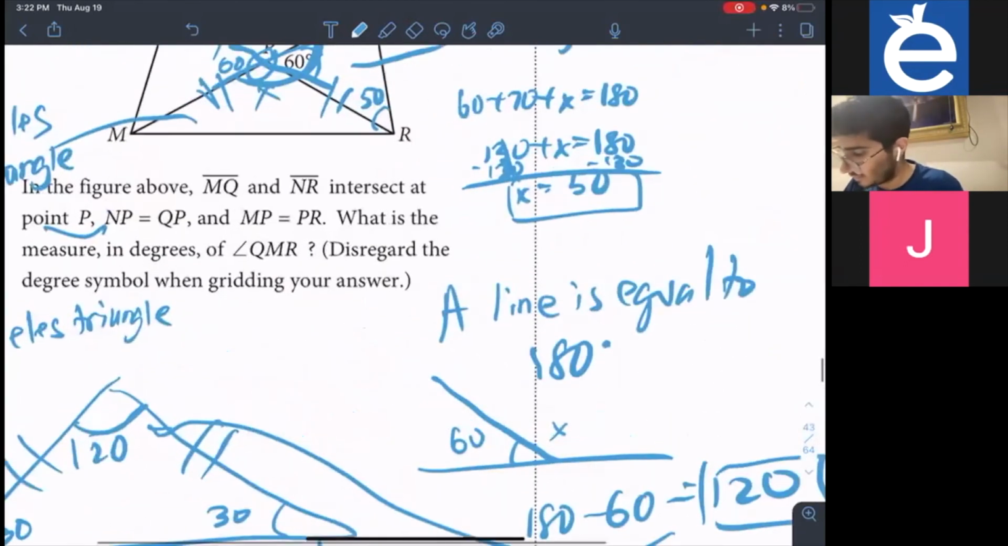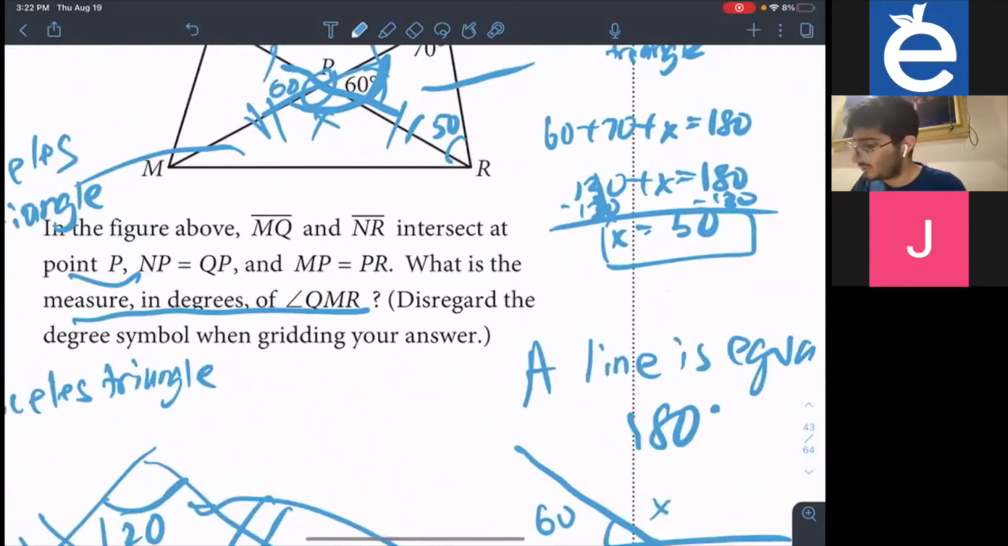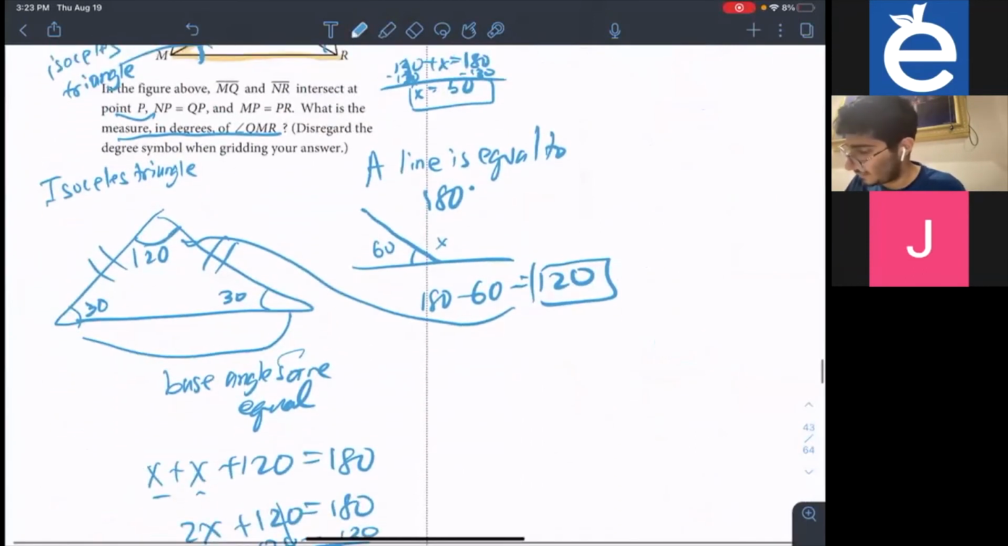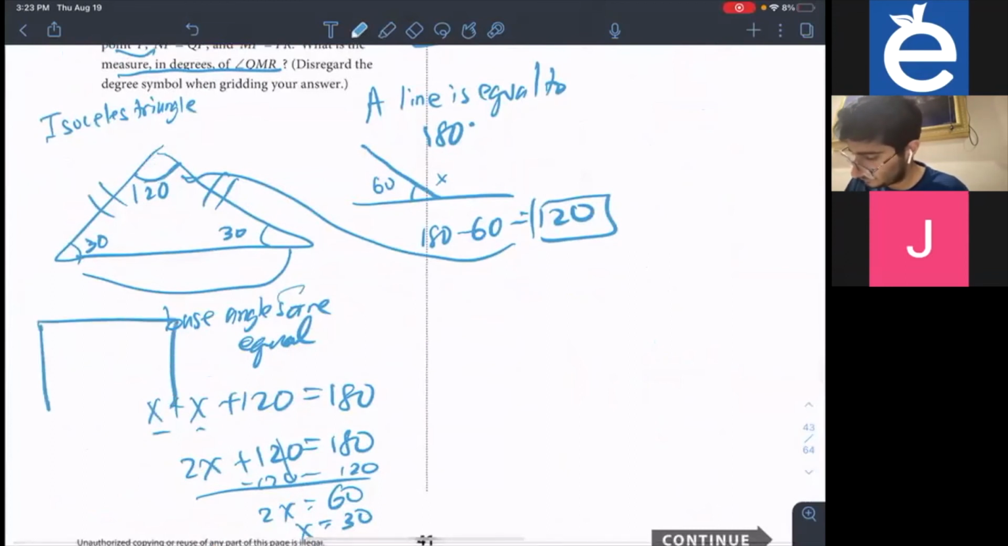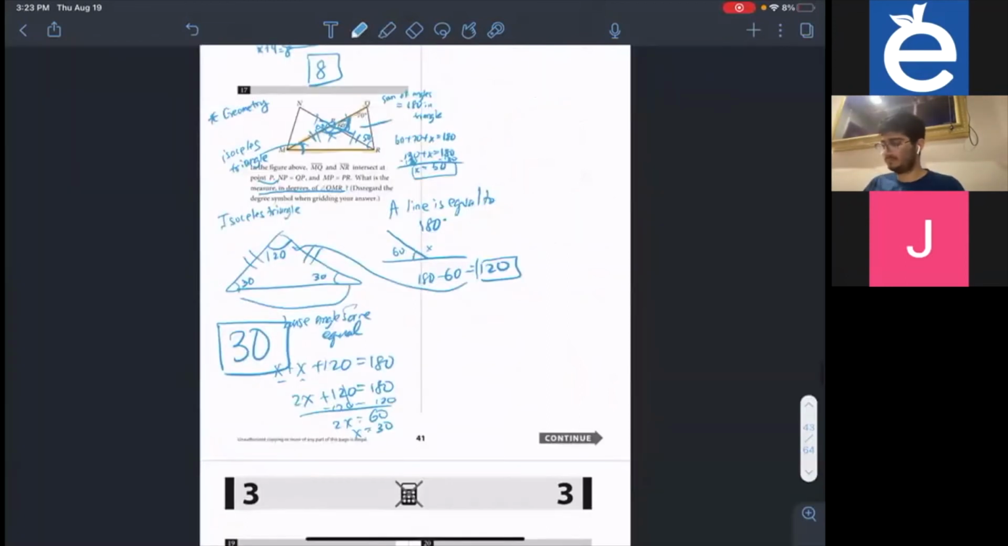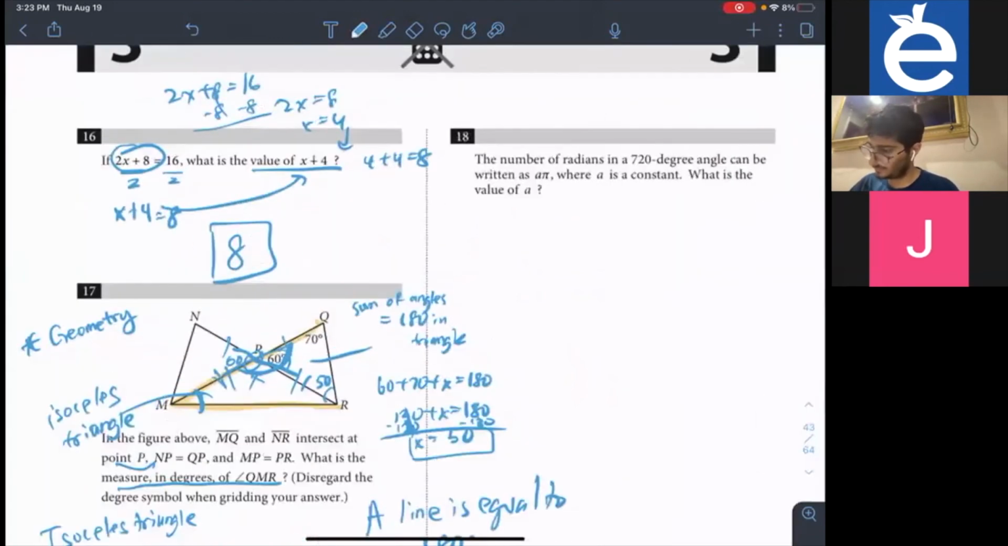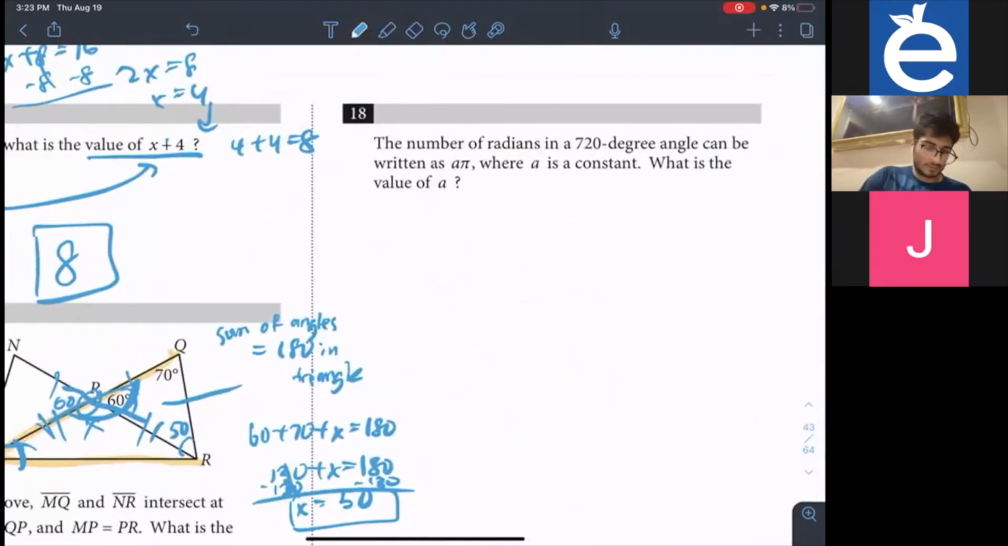And what are they looking for? What is the measure in degrees of angle QMR? So angle QMR is QMR right here, which is the base angle of 30. So our answer is 30 right there. Okay, next question.